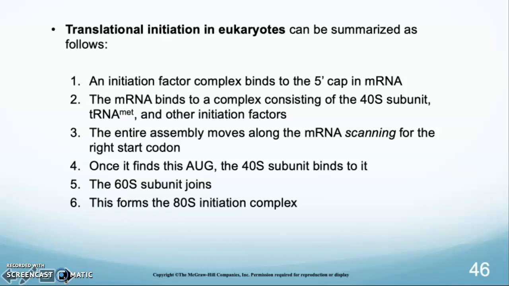So translation initiation in eukaryotes is fairly similar to bacteria. You can see we have our initiation factor complex will bind to that 5' cap in mRNA, so it's a little bit different. It's not the Shine-Dalgarno. And then the mRNA binds to a complex that is the small subunit, obviously the first tRNA and other initiation factors. Then that entire assembly will move along the messenger RNA looking for the start codon. Once it finds that AUG or start codon, that 40S subunit will bind to it, and we have the larger subunit that will bind as well, and this would be the start of initiation. That 80S ribosome then is ready to go, and we have initiation finished.